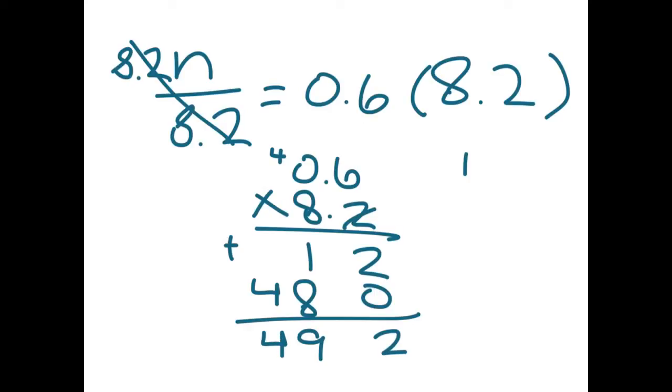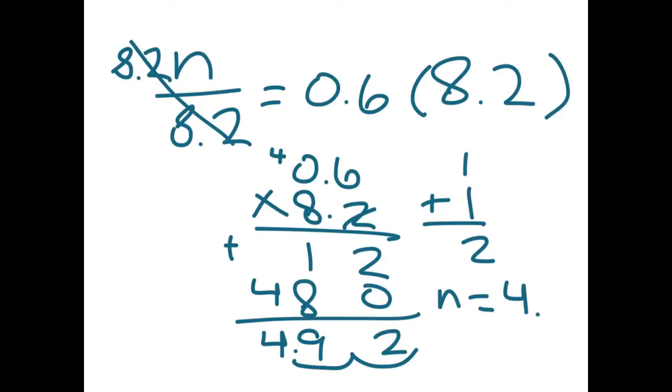And don't forget, you have 2 decimal points, so carry it over twice to give you the answer of n equals 4.92.